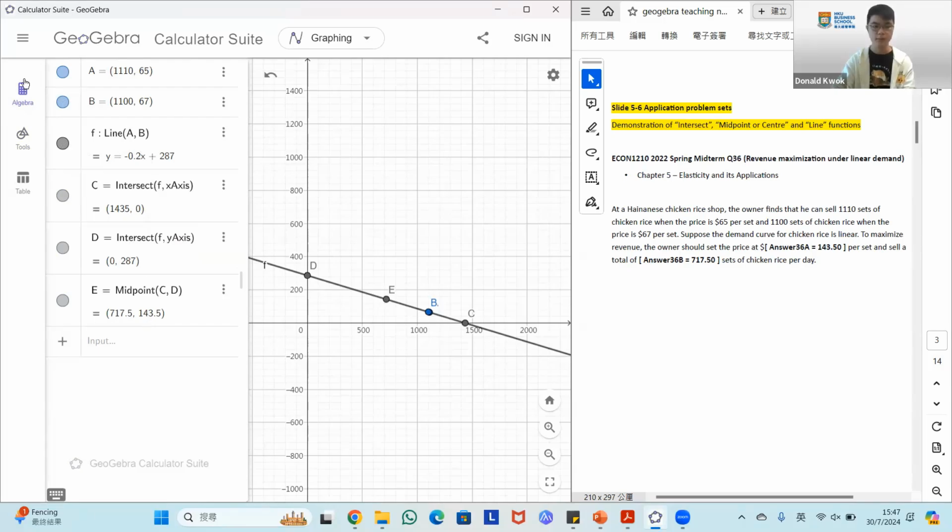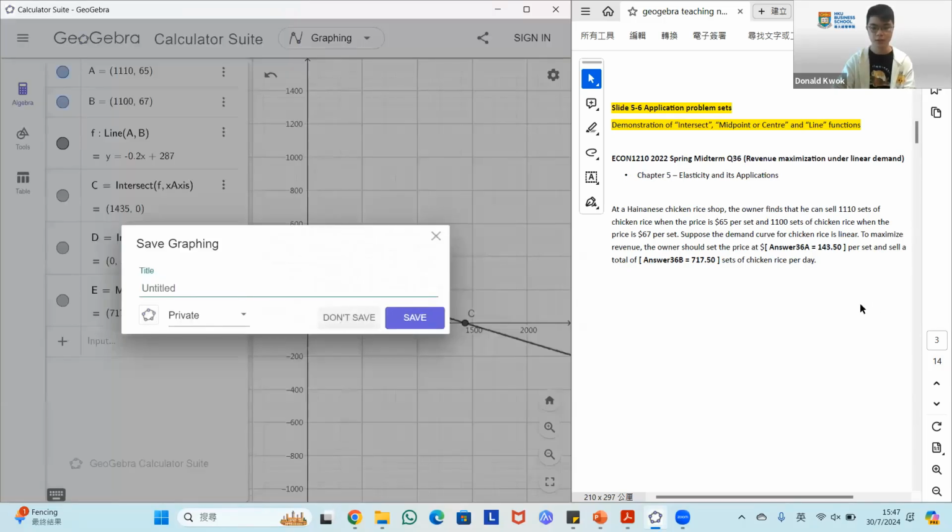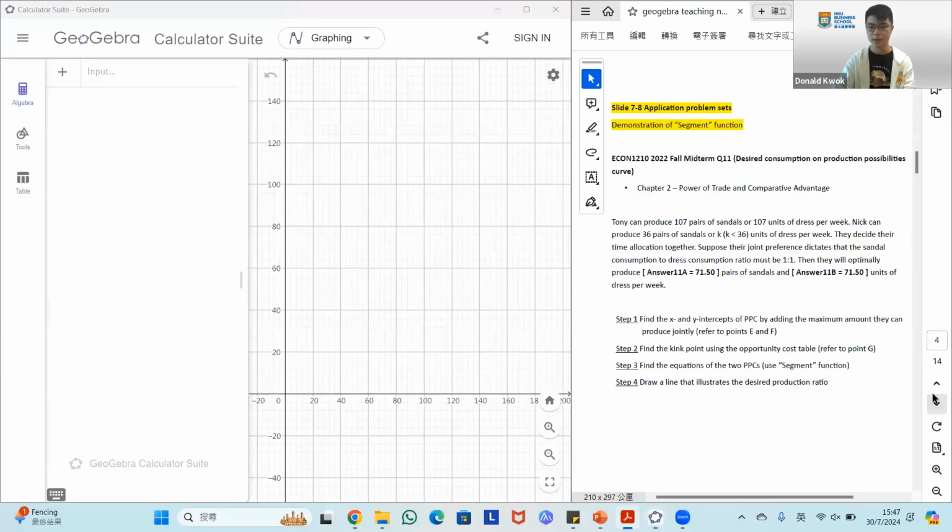Okay, so let's move on to the next question for demonstration. It will be about trading in a closed economy, where we have the productivity of Tony and Nick given in this question, and they have a desired consumption ratio. Scandals to dresses is in a ratio of 1:1. What would be the optimal production of scandals and dresses in this case?